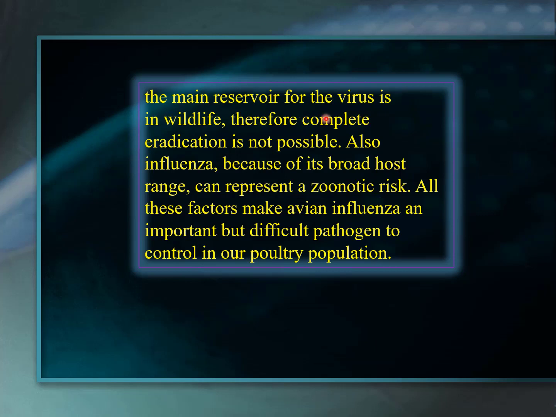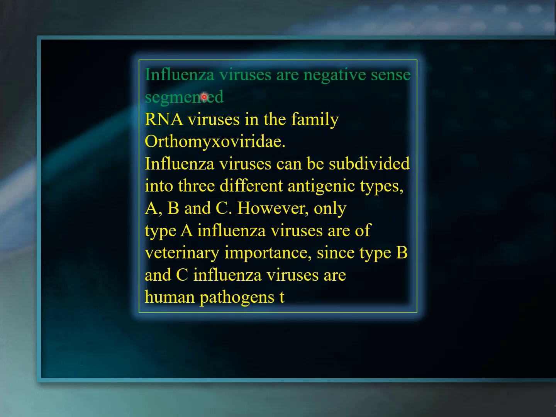The main reservoir for the virus is in wildlife, therefore complete eradication is not possible. It's very difficult. Also, because of its broad host range, influenza can represent a zoonotic risk. All these factors make avian influenza an important but difficult pathogen to control in our poultry population.